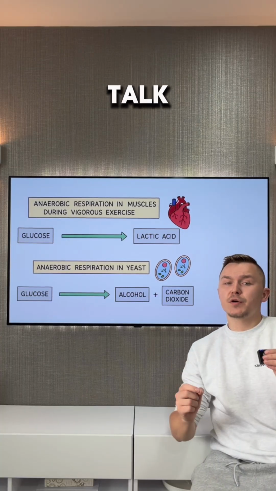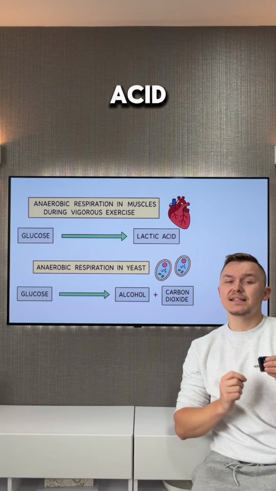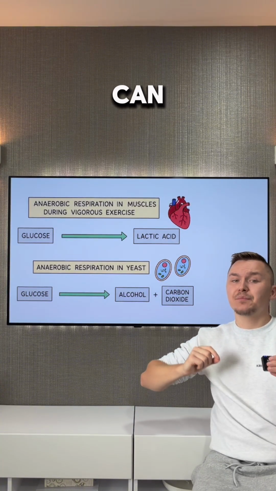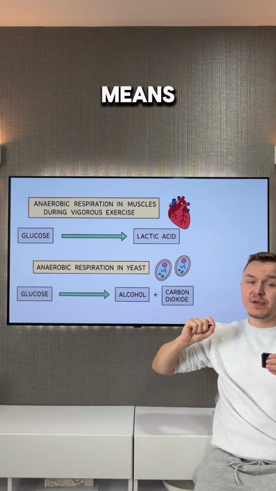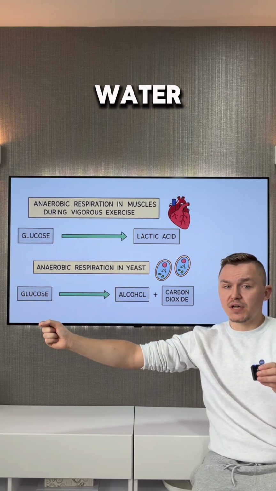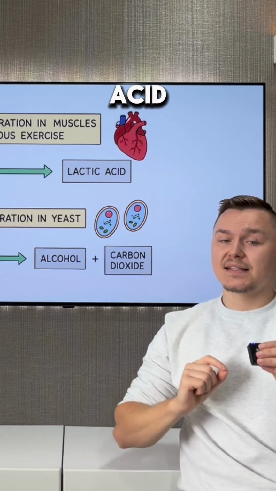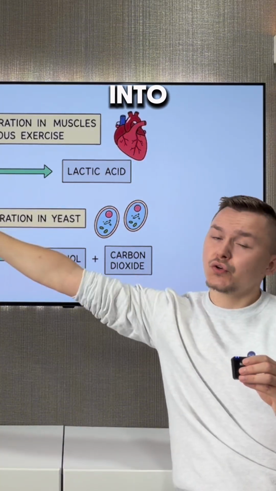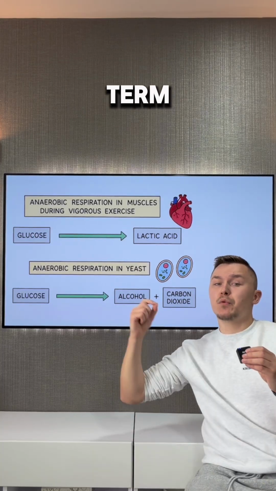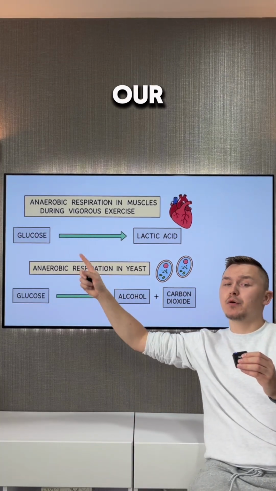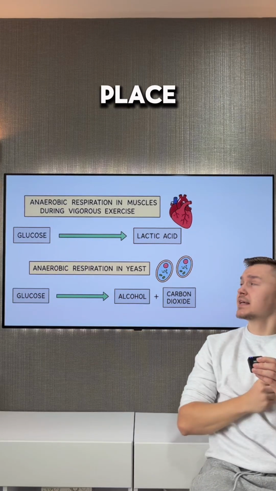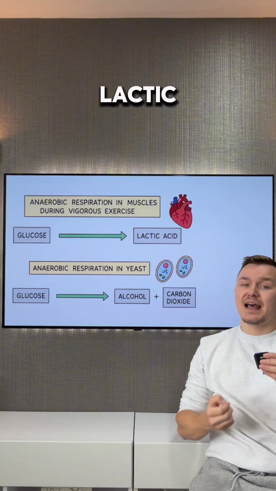Now we need to be able to talk about how the body deals with lactic acid, and this is one of two ways. One, this lactic acid can be oxidized again, which means it turns into CO2 and water, or this lactic acid can be transported into the liver, and the liver is able to turn it back into glucose again. And remember the term oxygen debt, that's where we owe our body oxygen because we've had too much anaerobic respiration take place, and therefore we need to get rid of some of this lactic acid.